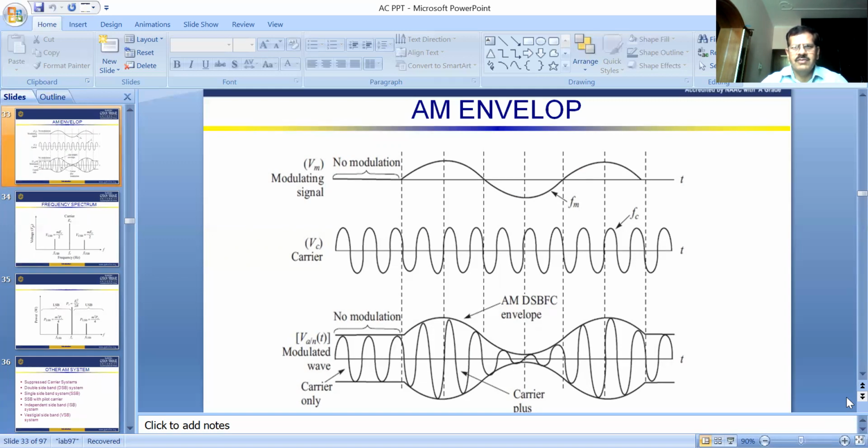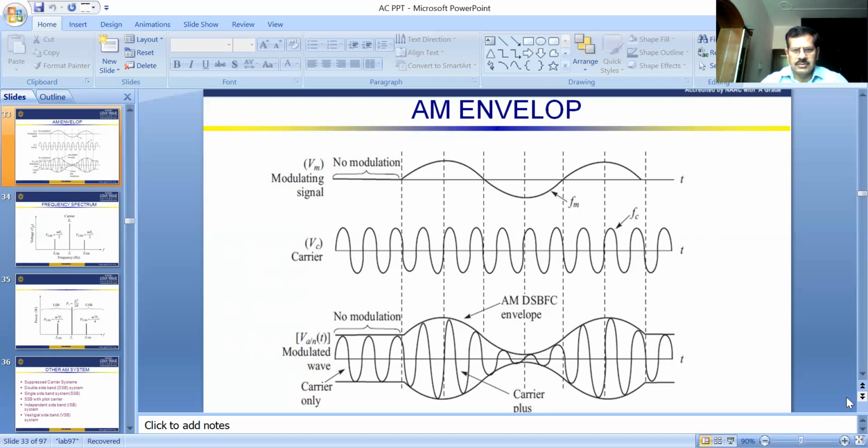Carrier signals mean high frequency signals. The frequency of the carrier signal may vary from kilohertz up to megahertz. So the carrier signal is a high frequency signal and the modulating signal is a low frequency signal. Now we superimpose these two signals and find the resultant signal, that is the third waveform, the resultant modulated signal waveform or after-modulation waveform.